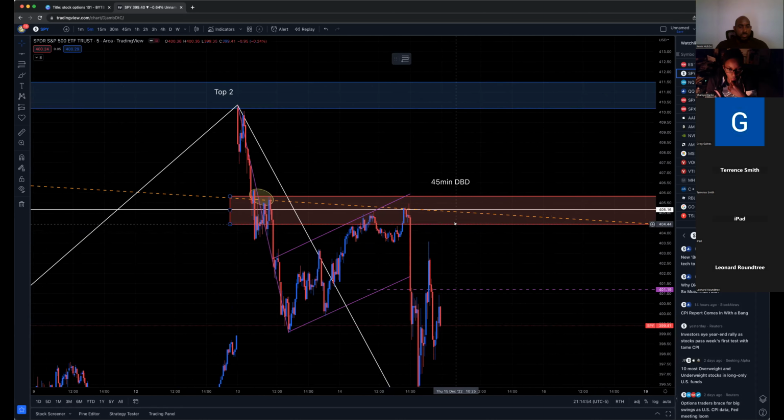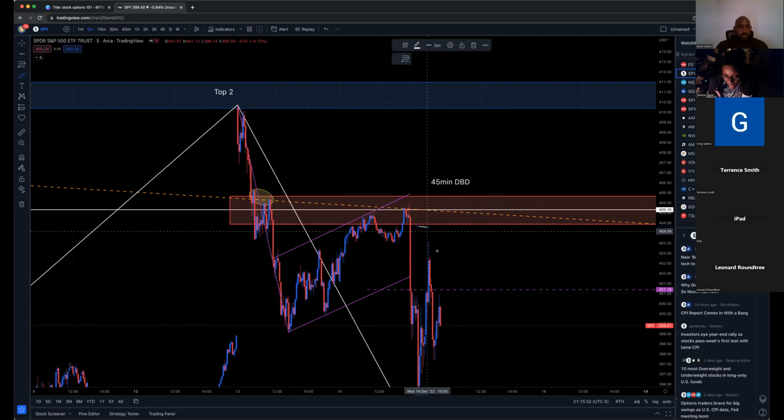If the market, let's say we don't see any of this, and it only came to the 404 area, would this still have been a winning trade if you got in? Absolutely, but it's not good practice.